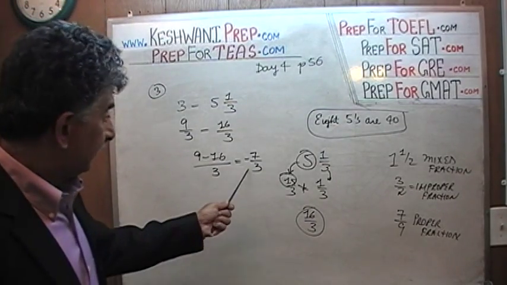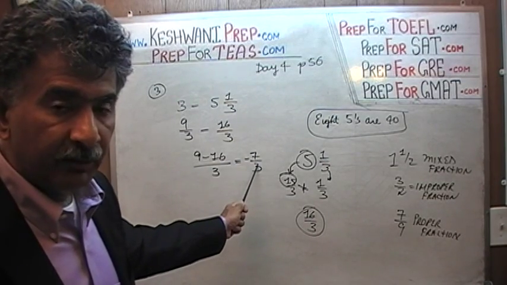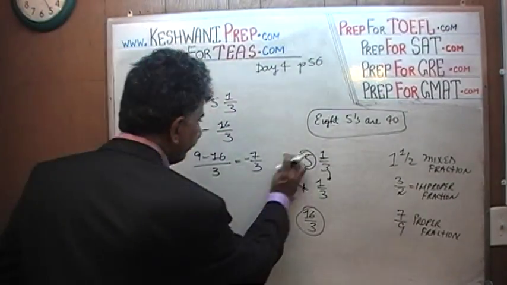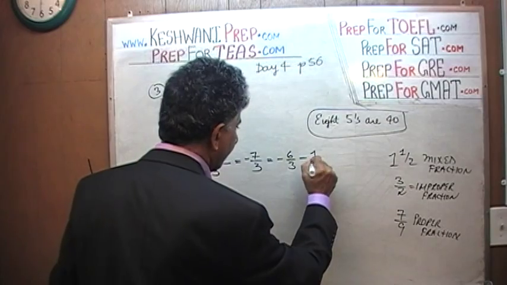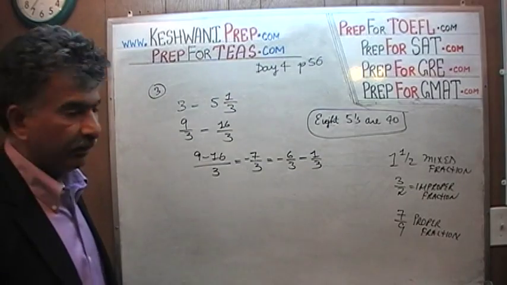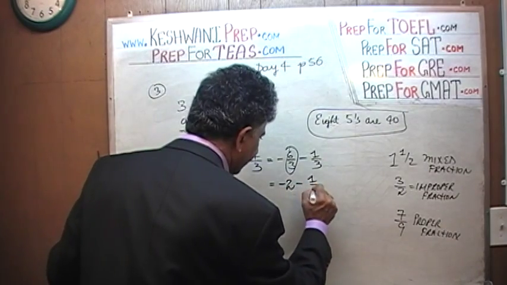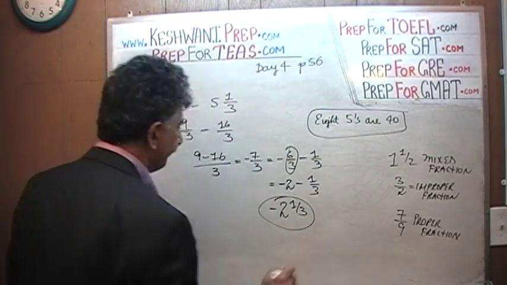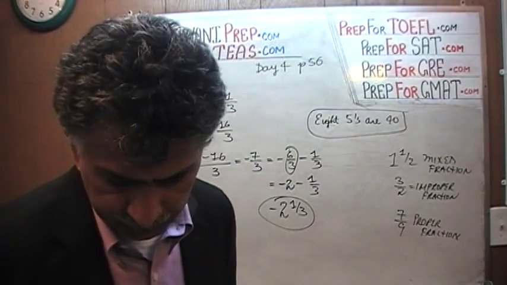We're not quite done yet. This is an improper fraction because 7 is more than 3. The top is more than the bottom. When you have an improper fraction, the convention dictates that we write it as a mixed fraction. So let's continue our journey. Negative 7 over 3 can be written as negative 6 over 3 and a negative 1 over 3. You see, negative 6 and a negative 1 give us negative 7. 6 over 3, as we know, is 2. So it's negative 2 and a negative 1/3, which is the same as saying negative 2 and 1/3. Negative 2 and 1/3. What number was this? This was number 3, I believe.